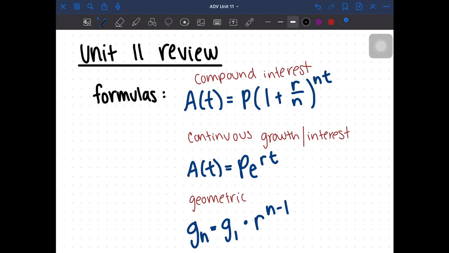So let's go ahead and start with a couple things. The first thing I want to talk about is some formulas. These are not all of them, but this is some of them. So here's our compound interest right here.